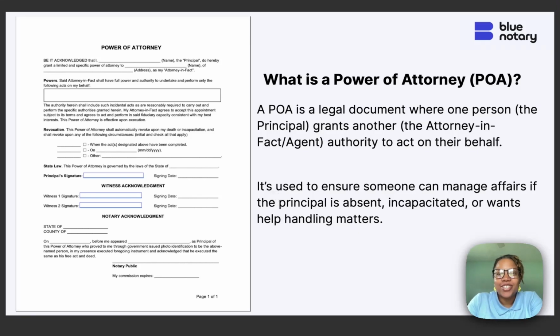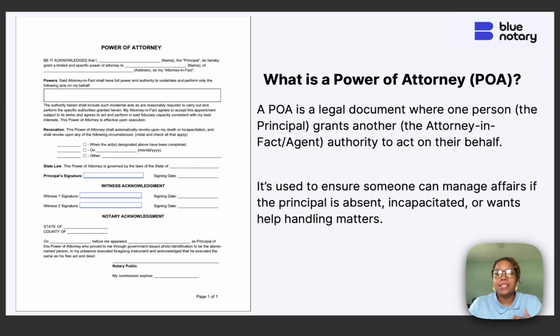Hi, this is Katura with BlueNotary, and today we're going to be looking at what a power of attorney is, what it can be used for, who is involved in signing a power of attorney, and how you can make sure that you're helpful to your clients who come to you asking you to notarize this kind of document.